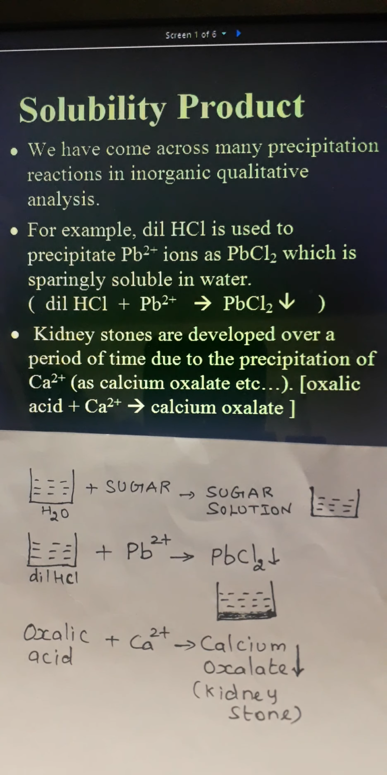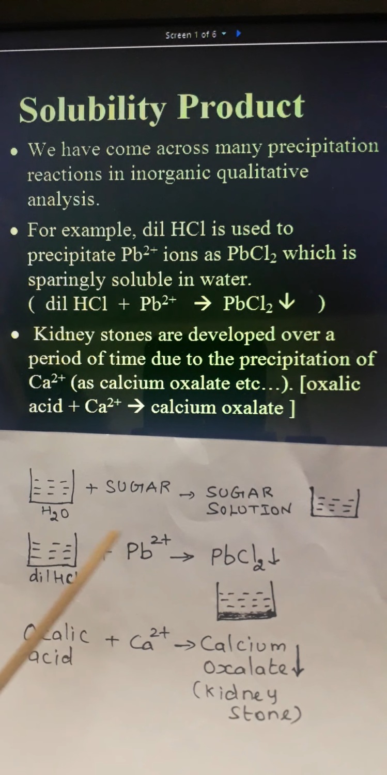Good morning, students. In this class we are going to see about solubility product. What is meant by solubility? Suppose sugar is dissolved in water to form a sugar solution. Solubility means the tendency of a substance to dissolve in a solvent.